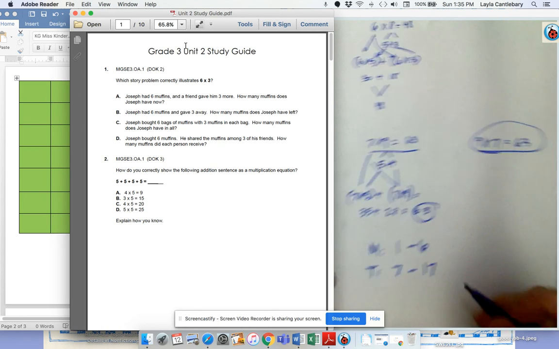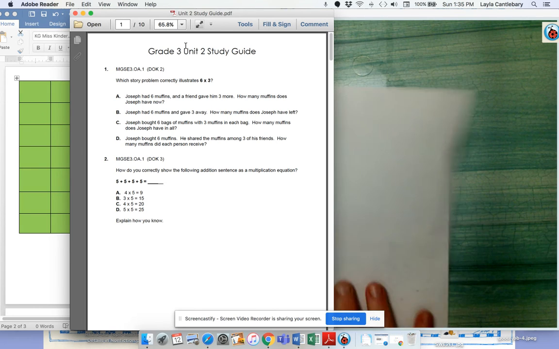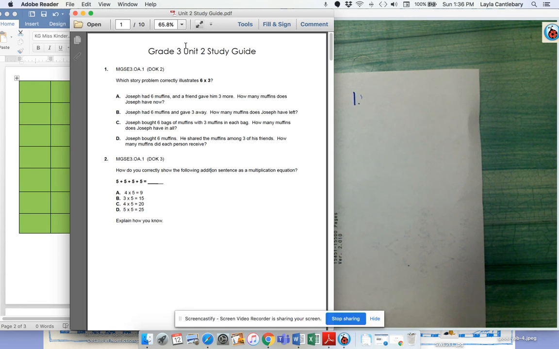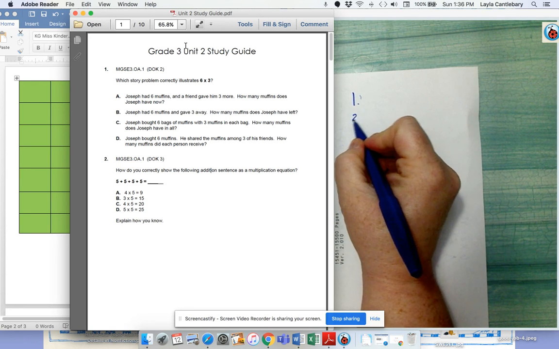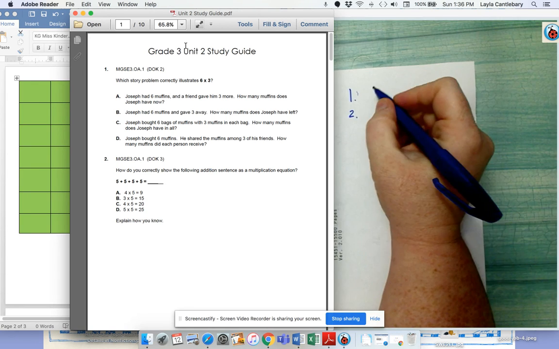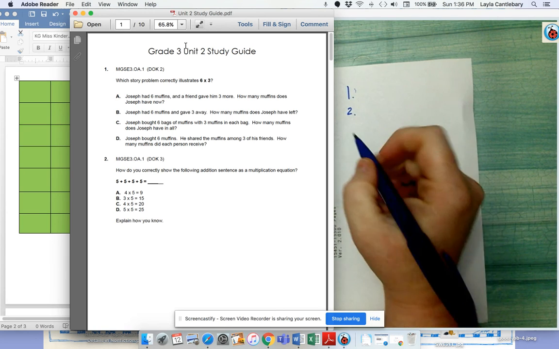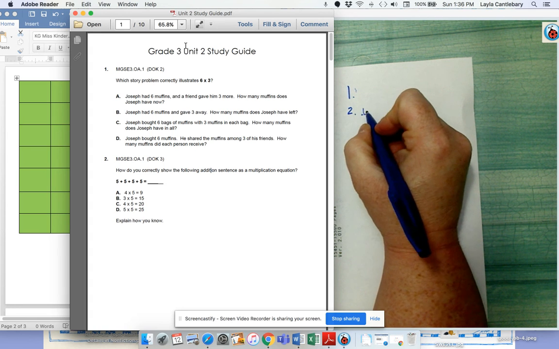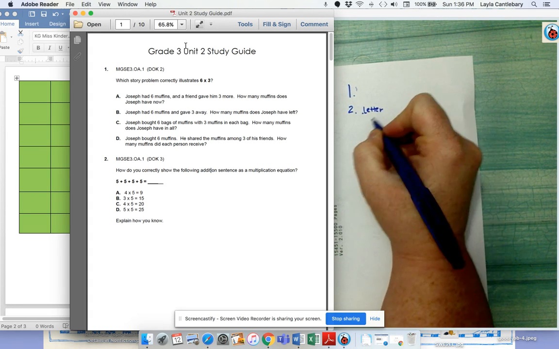You could just say, okay, 1, and then you would just choose the answer that you have for 1. And if there's some work, you would do your work. All right, like number 2 says, explain how you know. So you would write your letter, whatever that is, and then you would explain.